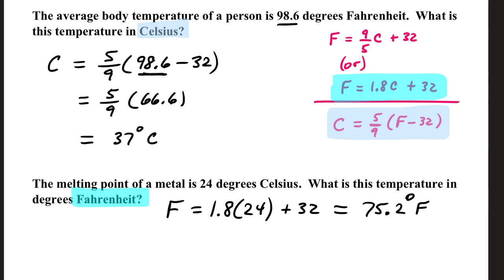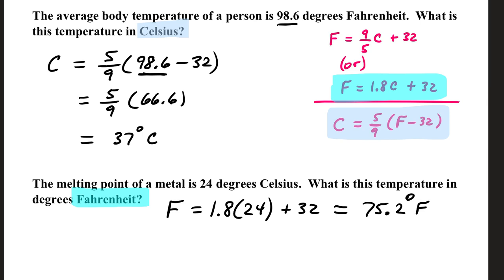Top example, the average body temperature of a person is 98.6 degrees Fahrenheit. What is this temperature in Celsius? Now, since we need Celsius, we pick the formula that has the C out here on the end. 5/9 times our known Fahrenheit minus 32. So the difference in 98.6 and 32 is 66.6. Multiply by 5/9, and we get 37 degrees, and that's the Celsius.